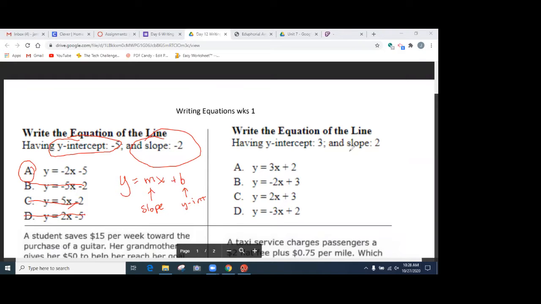Take a look at this one. Once again, focus on slope. Slope is 2. Where does slope go? With the X. Which one puts a +2 with X? C does right here. The rest of these: B put a -2, A put a 3, D put -3. So we absolutely need to be solid on slope goes next to X when y is by itself.